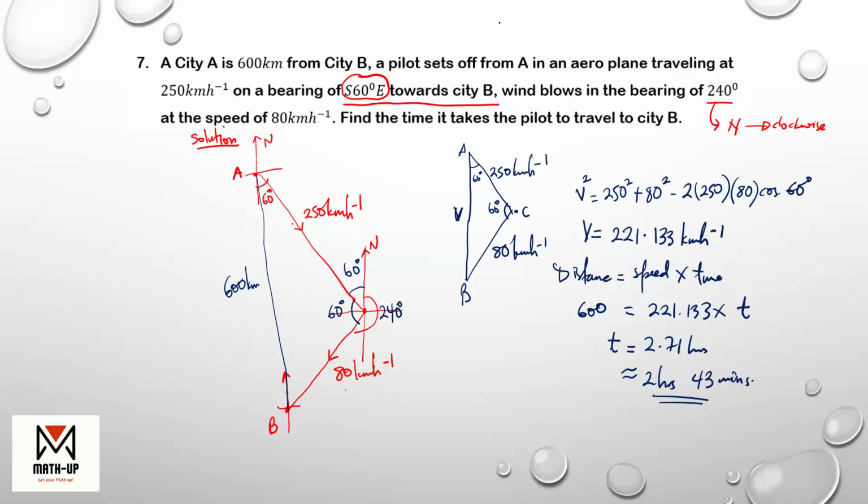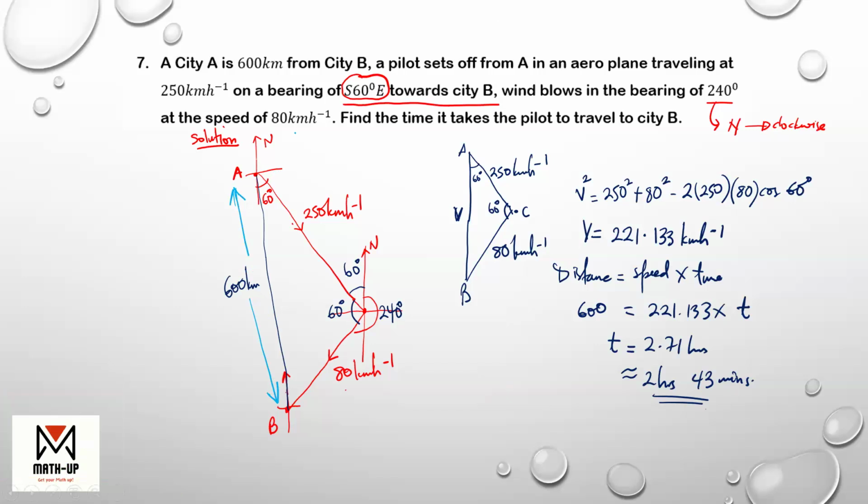I have a question. Yes, Paula. The distance given to us, the 600 kilometers, I thought it's a distance from A to B, but you've considered it as from A to B after the wind had blown. I'm getting confused.